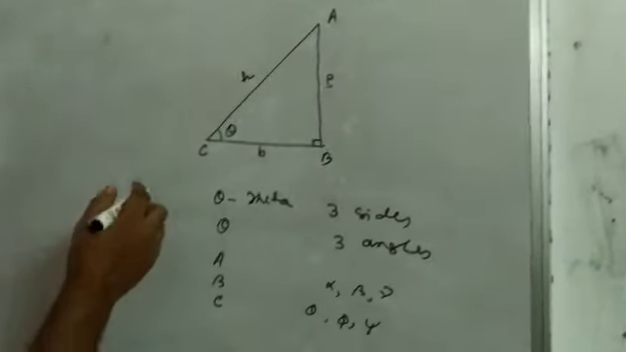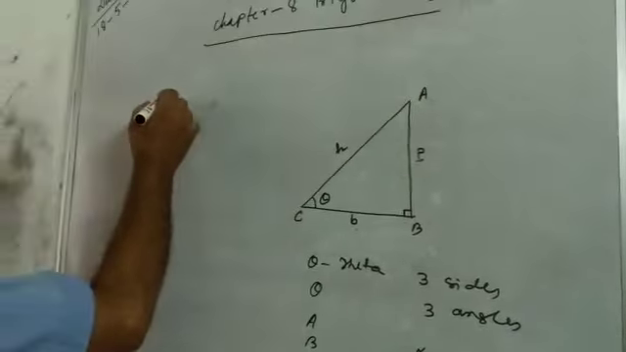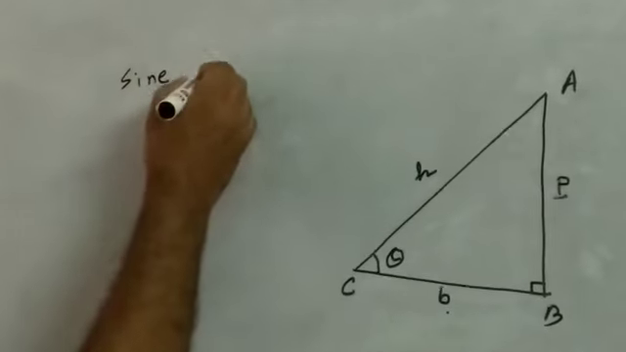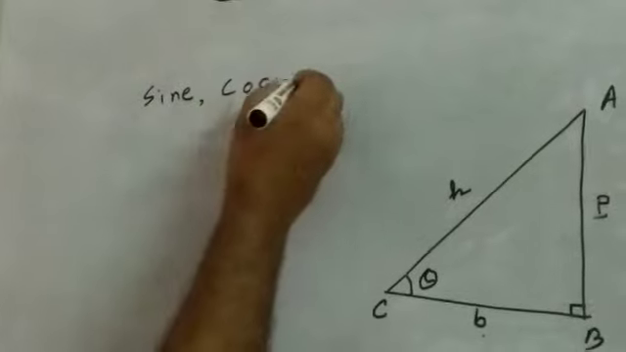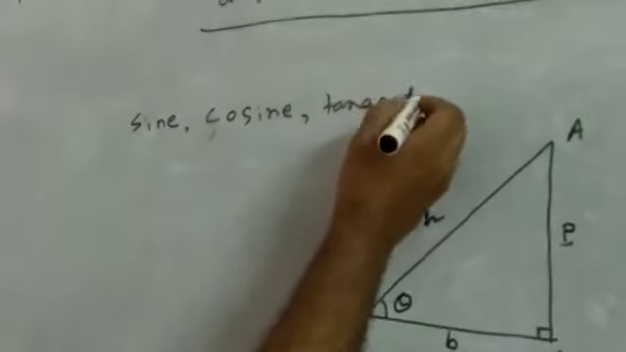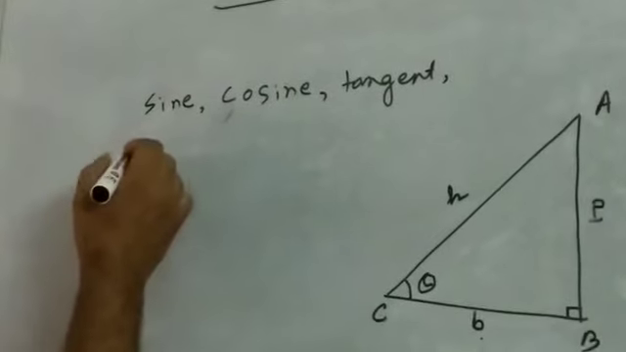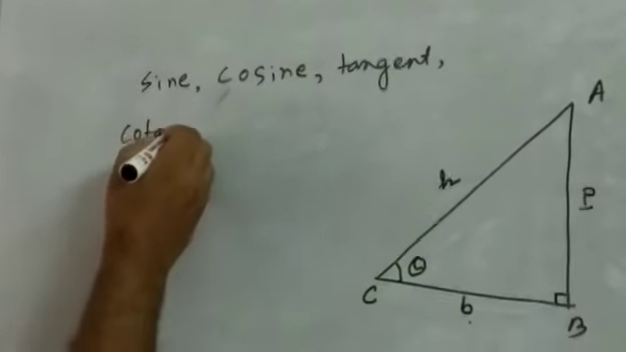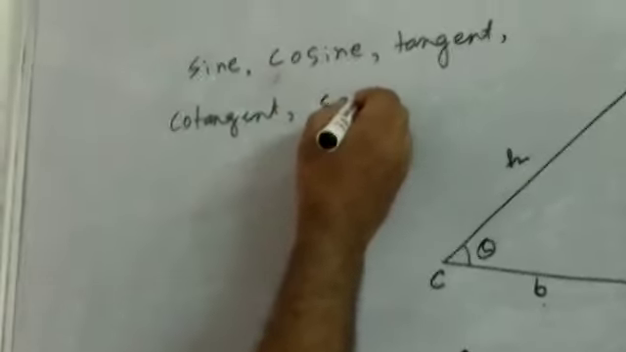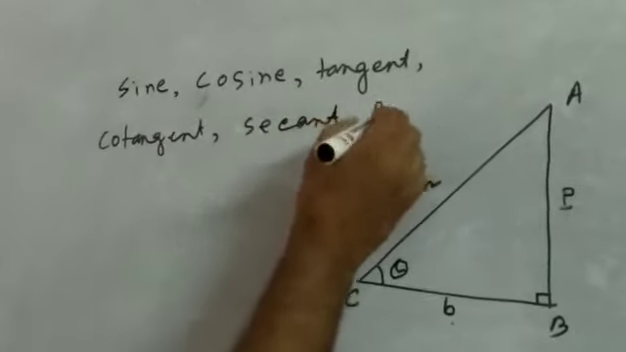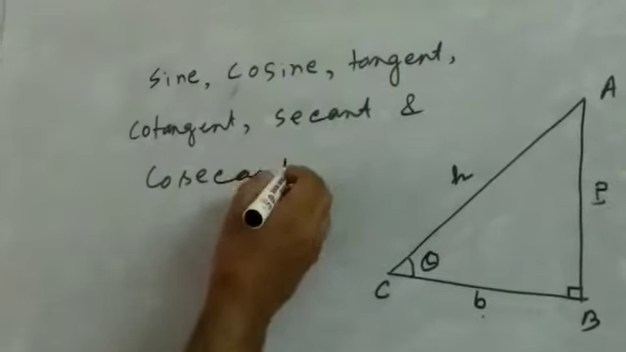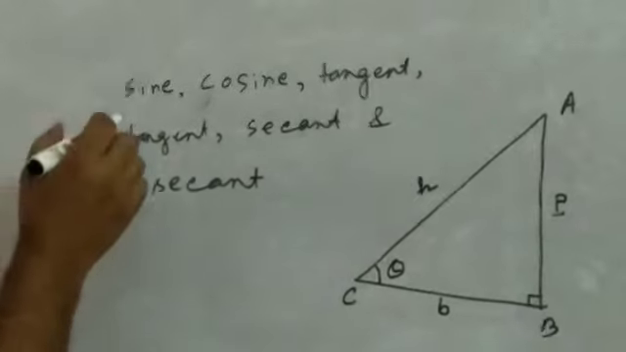So there are the 6 ratios. The ratios are, number 1, sine, then cosine, then tangent, then cotangent, then secant, then cosecant. Okay, these are the 6 ratios.